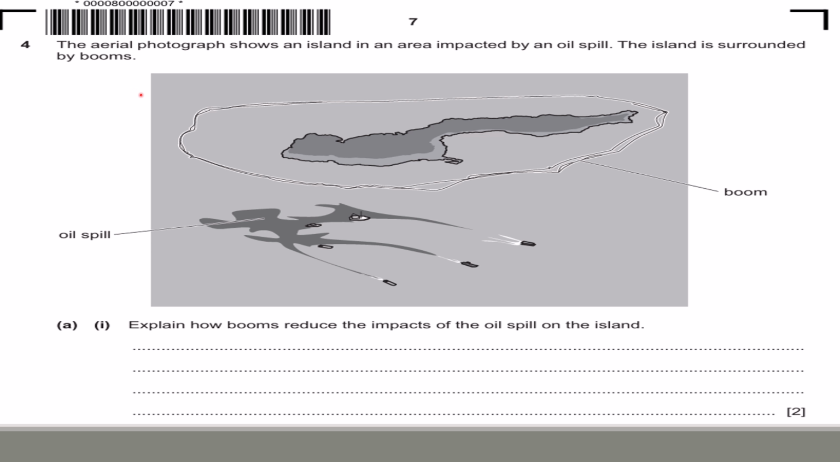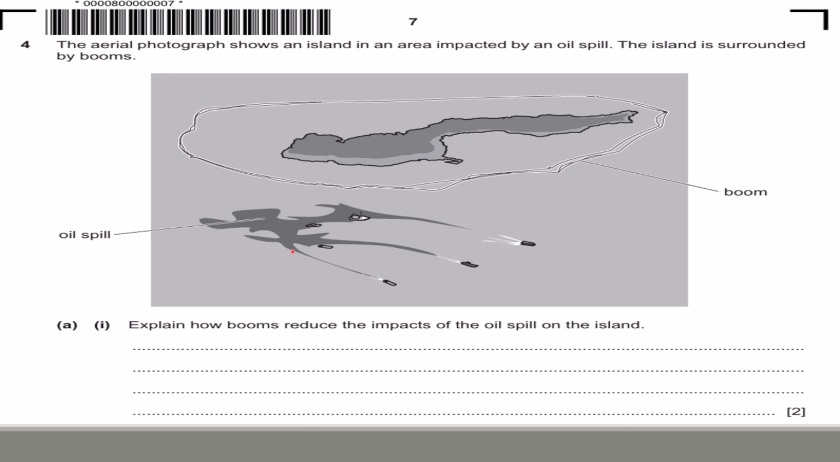Question number 4. This question is about oil spill management. This section uses an aerial photograph to show an island being protected from an oil spill. Here is the question. The aerial photograph shows an island in an area impacted by an oil spill. The island is surrounded by booms. Here you can see these are the booms and this is the oil spill.